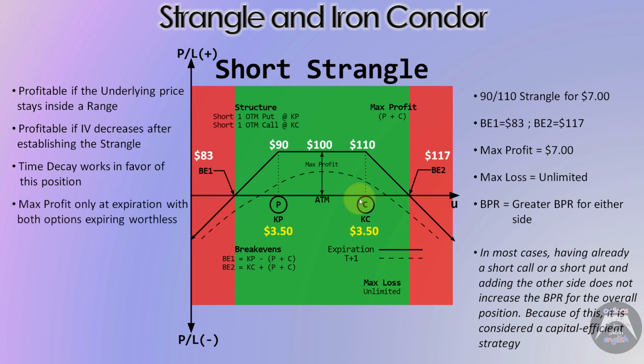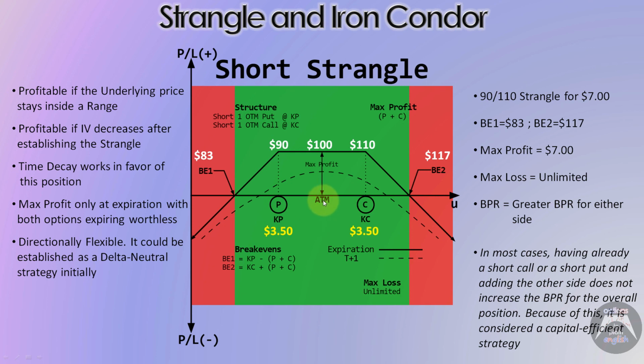The max profit only happens at expiration, with both options expiring worthless. This position is directionally flexible. It could be established as a delta neutral strategy initially. So if you sell the put and you sell a call, and this put has 20 deltas and this call has 20 deltas as well, the short put is going to give you 20 positive deltas. The short call is going to give you 20 negative deltas. They're going to offset, and you have no delta.